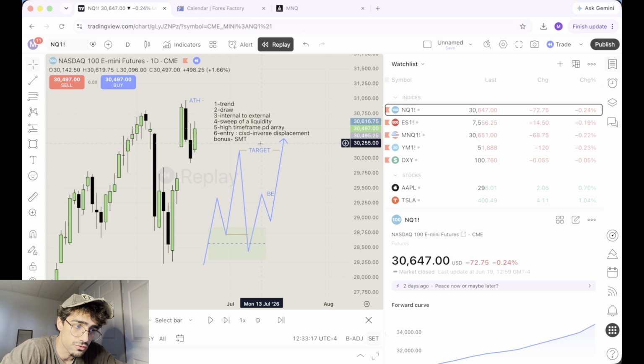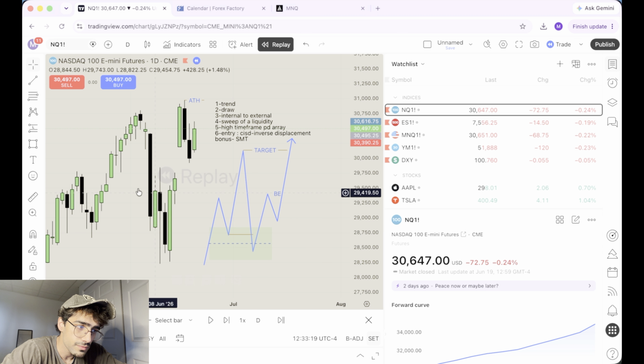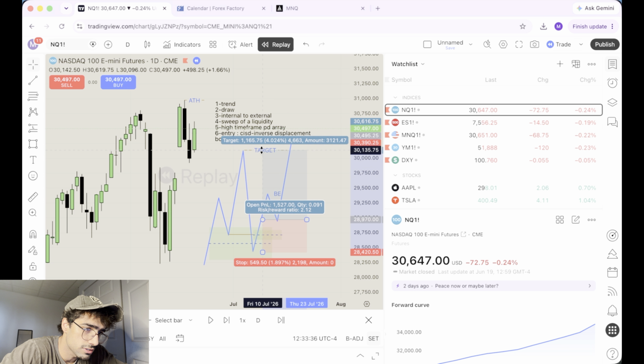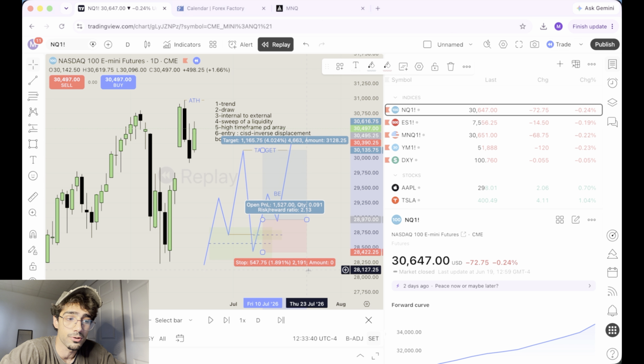External would be our target right here, and let's just say we get some sort of small little inverse right here. We enter that. We enter off of that. Let me find my long. All right, now we have something like this, stops below this, because this would at that point be our protected low.